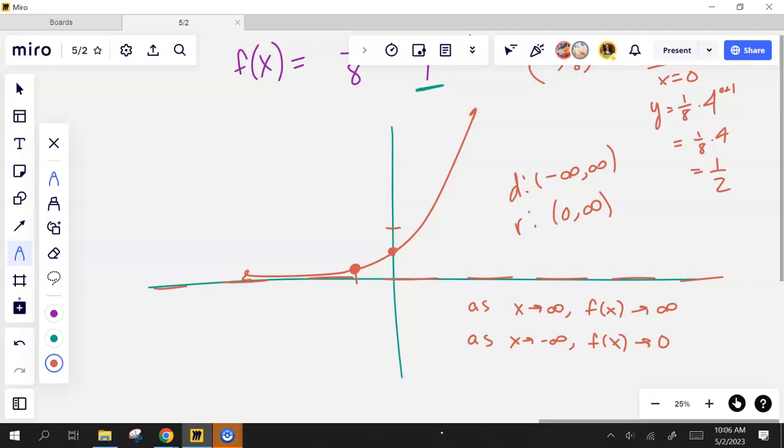Say that again? As long as it's a growth graph, yes. If it's a decay graph, it'll be as it approaches.